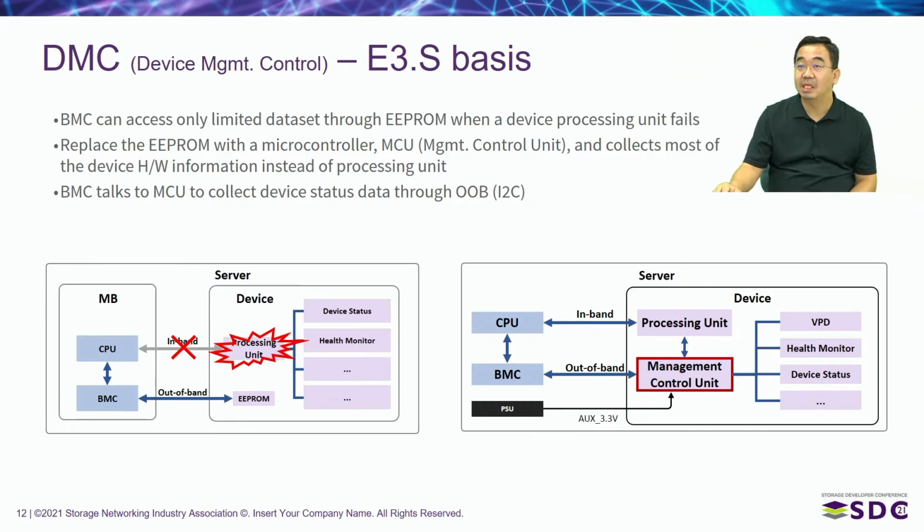DMC, device management control, allows the system to collect hardware information of the device while the device has failed. Current devices use a processing unit, which is called a controller, to collect and send the hardware information to the BMC in the motherboard. However, by replacing the EEPROM with the management control unit on the right side, the MCU collects hardware information instead of the processing unit, and the MCU is connected to the BMC. With a new device, a system can collect and monitor device status at any time.